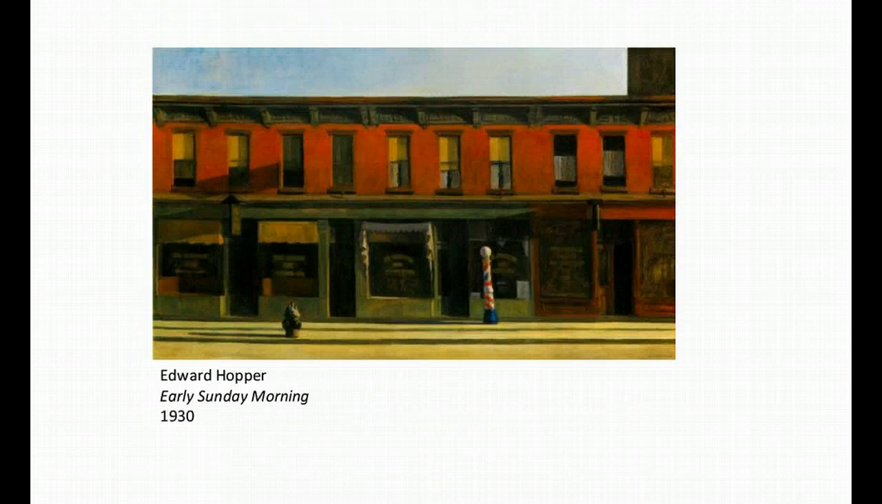Edward Hopper's Early Sunday Morning. This is an image that he rendered of an avenue here in New York City. It still looks like this on Sunday morning. There are not that many people that get up early, so if you're up early enough in New York, you can see this stuff in the flesh.